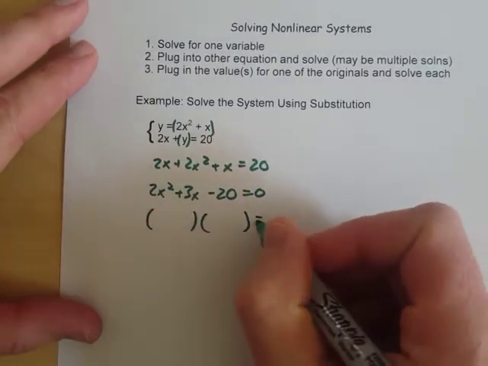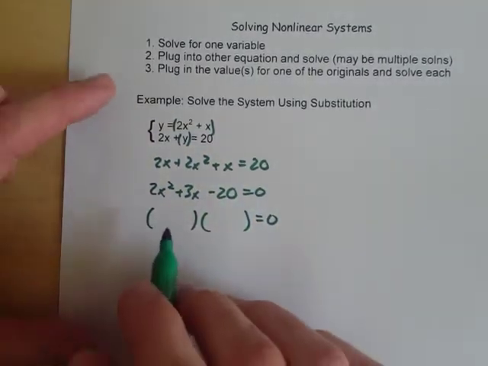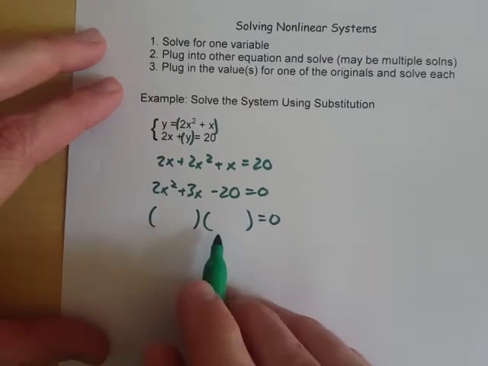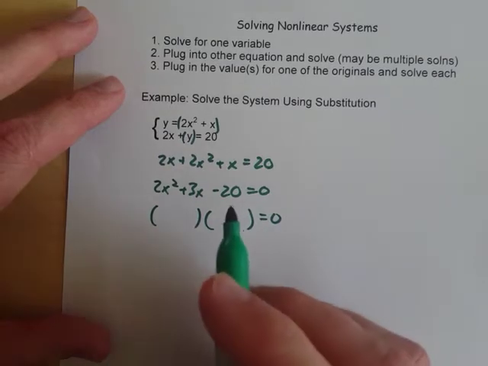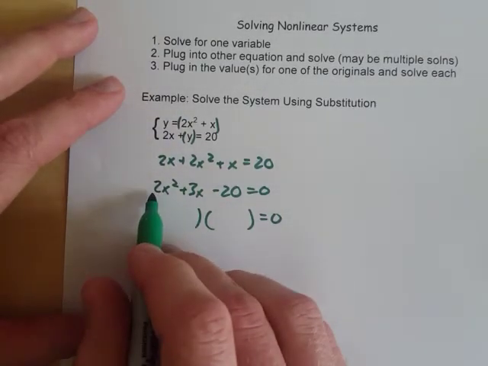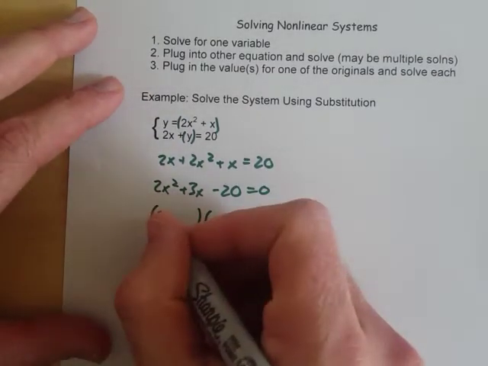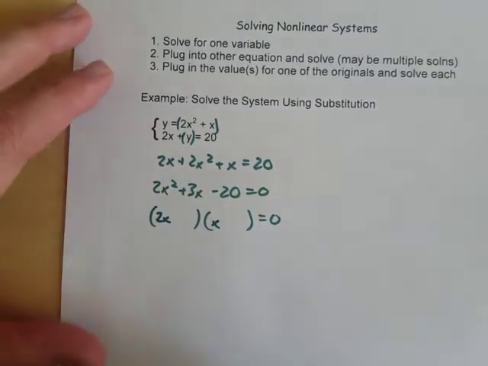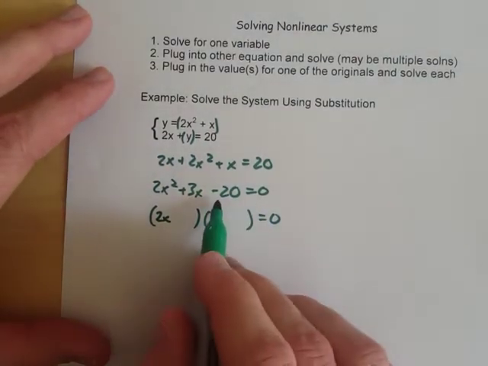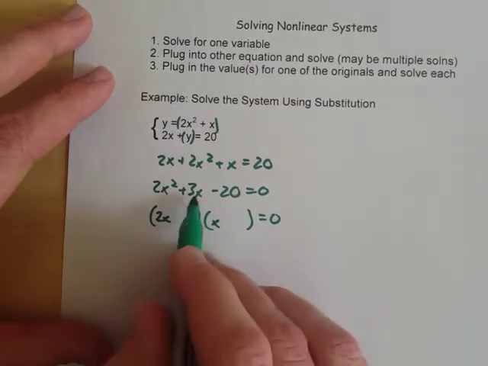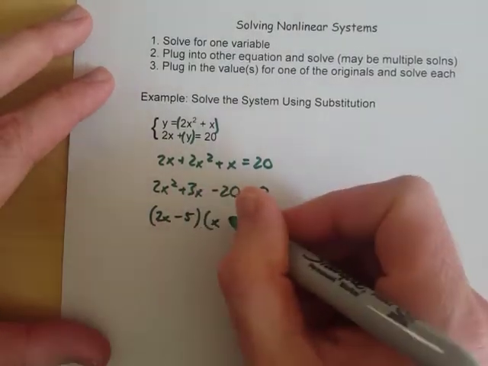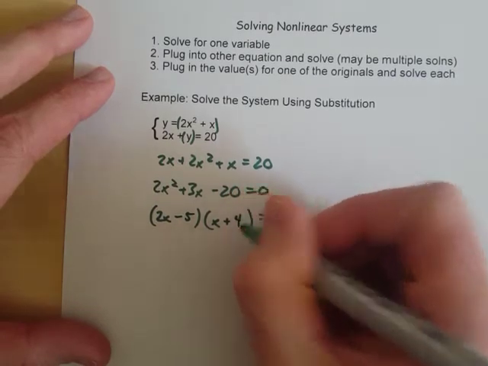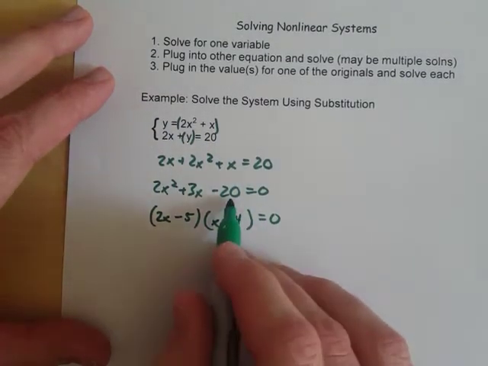And this might be a place to pause the video and see if you can remember how to factor this one. But I'll tell you how here in just a second. One thing you'll know is that we have 2x squared, so that means we put a 2x and an x in the starting positions. Then we need to multiply to negative 20, we need to add to 3x. The way to do that in this case is by minus 5 and plus 4. Notice that negative 5 times 4 is negative 20.